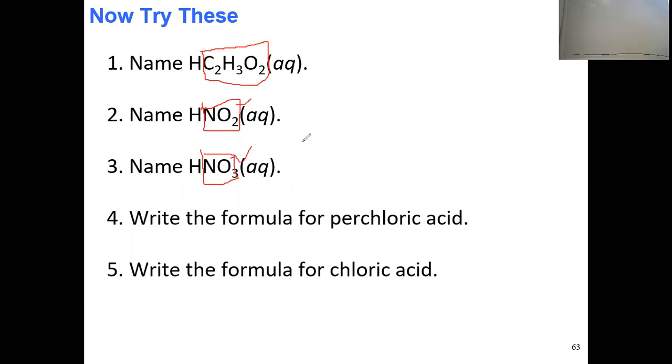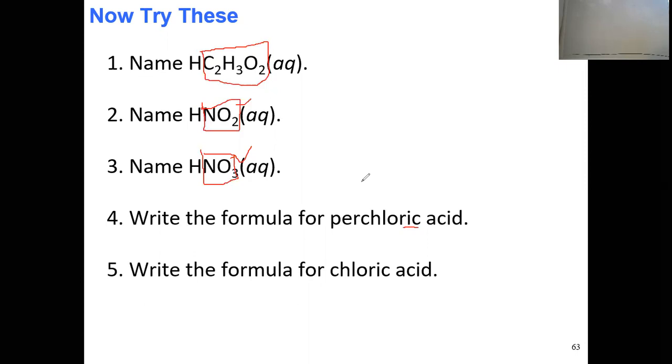The NO3 ion is nitrate. We'll remove the ATE and replace it with IC. That becomes nitric acid. And we can go in the reverse direction as well. Here we have perchloric acid. So we can look at this IC ending here and know that IC is equivalent to an ATE ending of our polyatomic ion. Then we can go back and say, well, I know what the perchlorate polyatomic ion formula is. It's ClO4 minus. So the formula of perchloric acid must be HClO4.